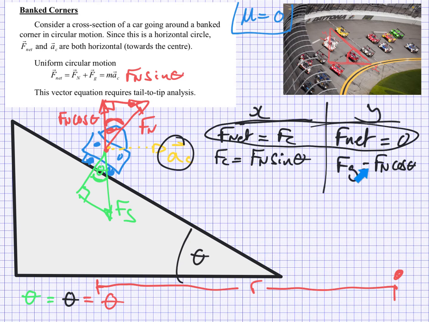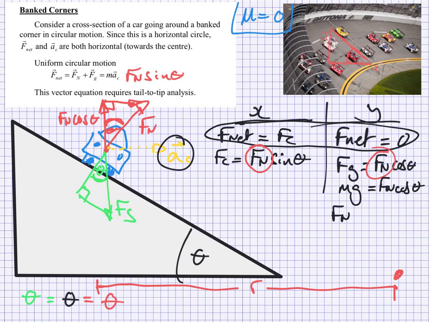So now we do something really cool. We look at these two equations and we say, well, what do they have in common? And what can we then use between the two? Well, hopefully you can see that both of these equations have Fn in common. So what we're going to do is take the y equation and solve it for Fn. So that would be Fn equals mg over cosine theta.